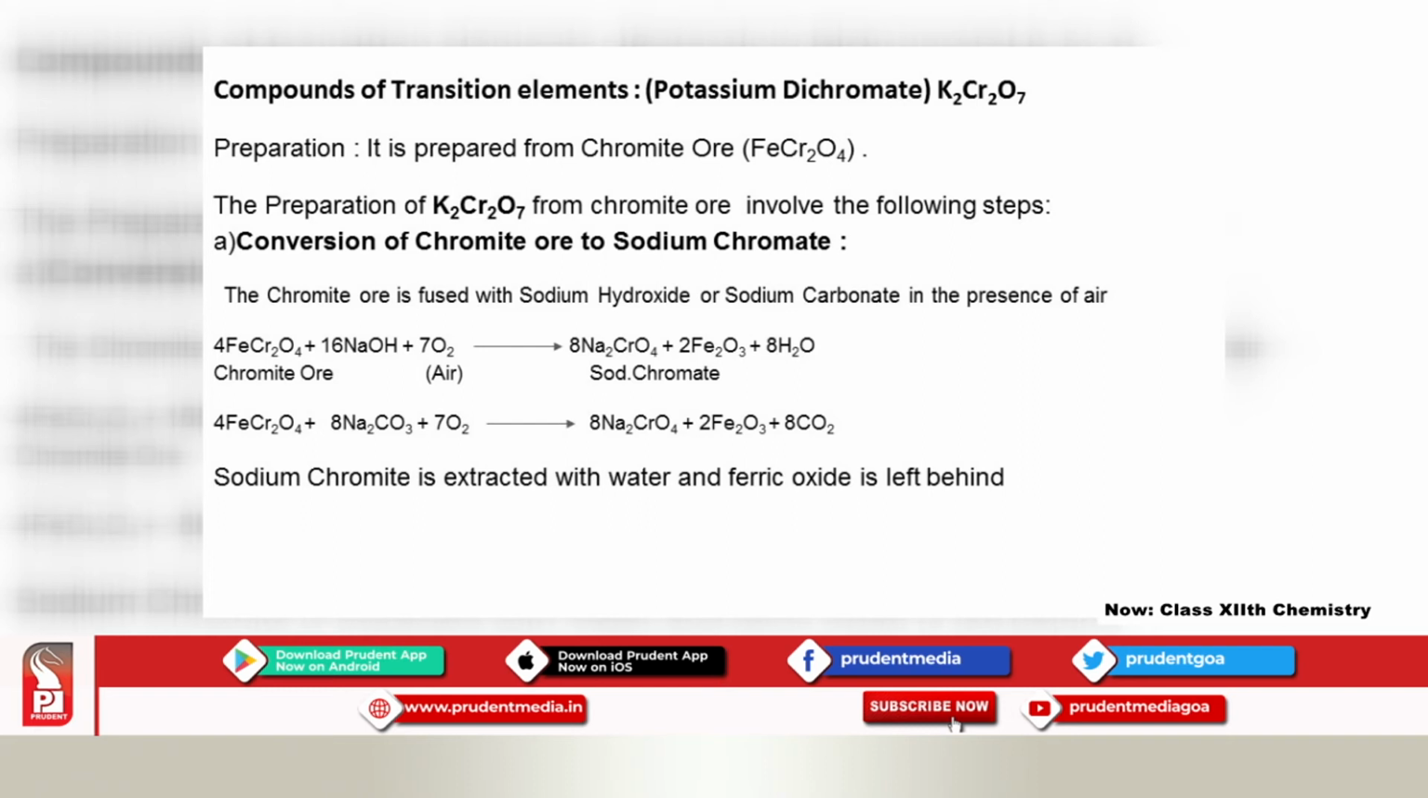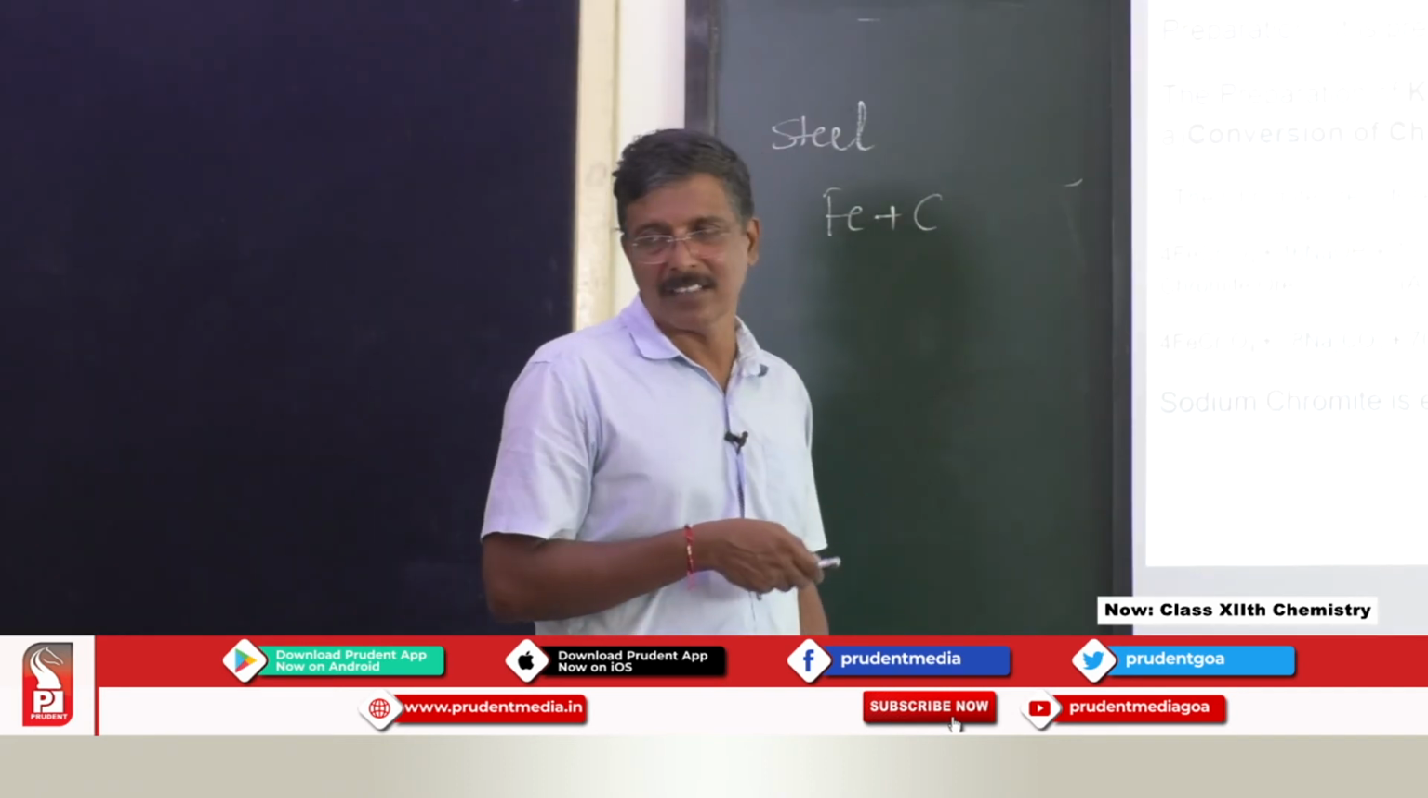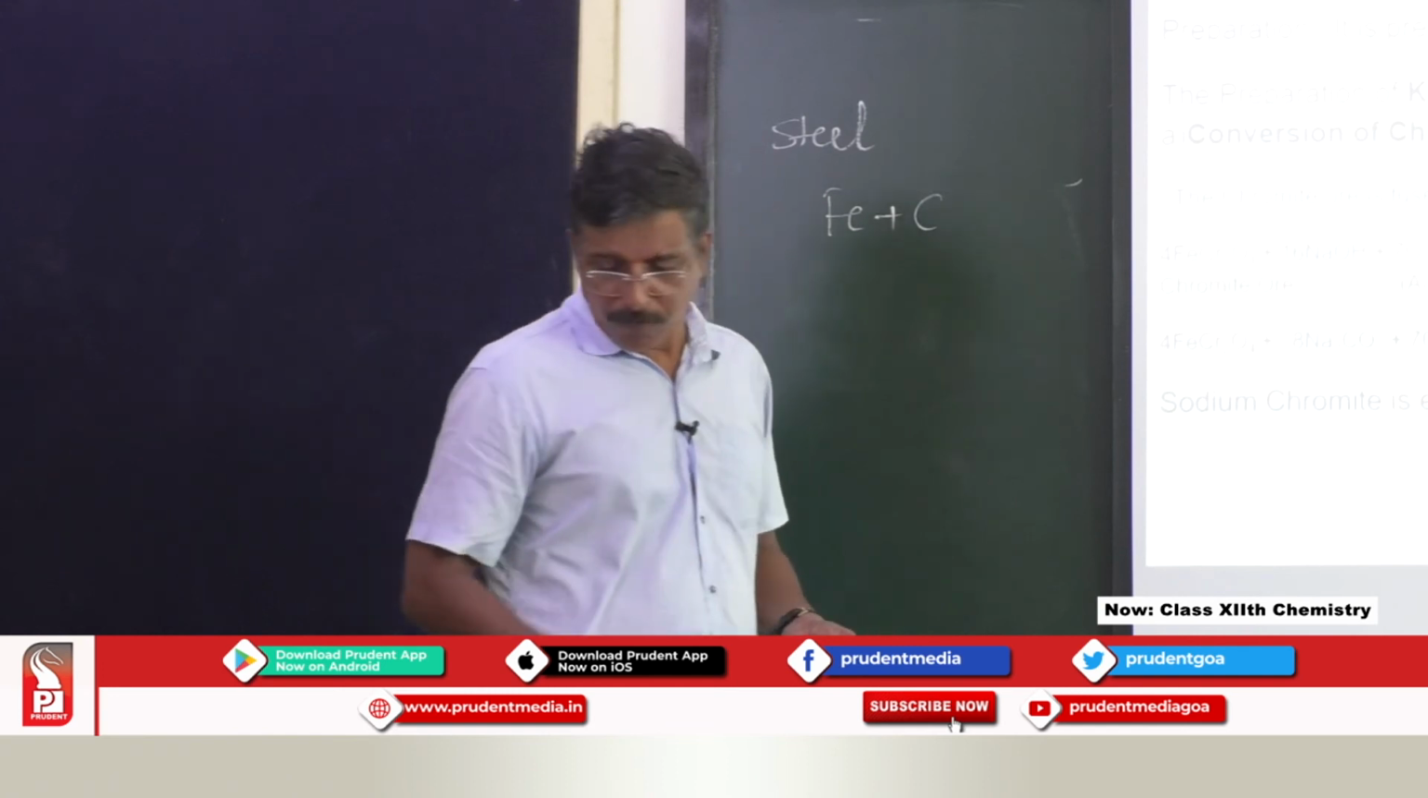Now your job is, you want sodium chromate only and you don't want these other things. So you have to extract it. The sodium chromate is extracted with water and ferric oxide is left behind. This is the first step. Let us go for the second step.